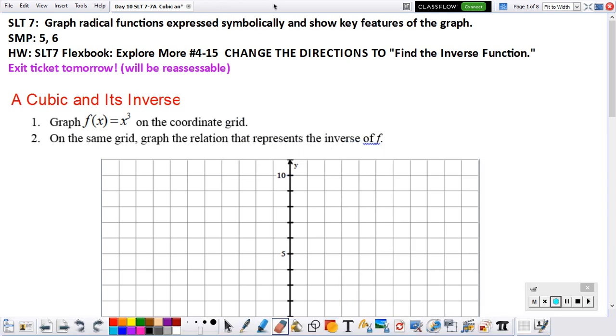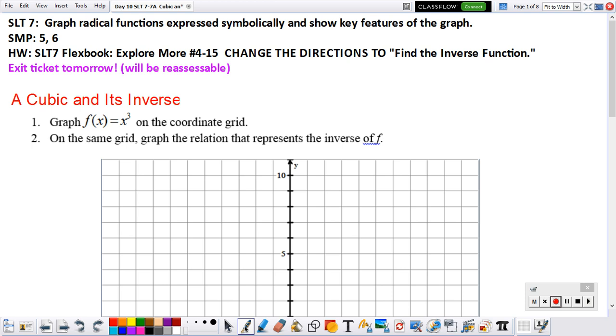Okay, so this is a lesson on graphing cube root functions and finding key features of that graph. We're going to start this with SLT 7. So everyone go ahead, grab your packets, open up to SLT 7, a cubic and its inverse.